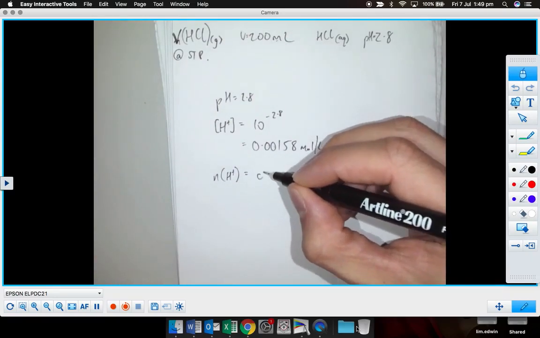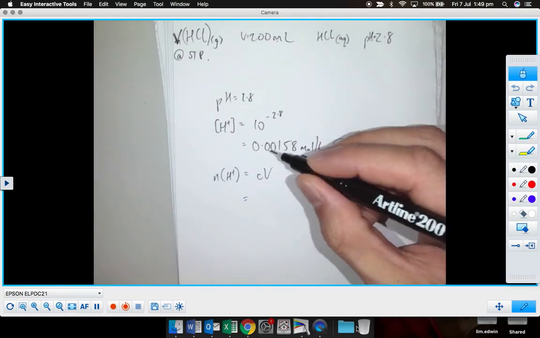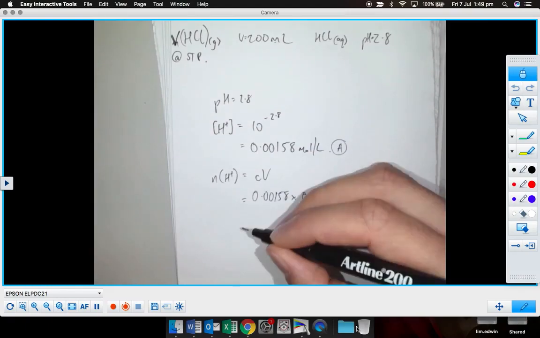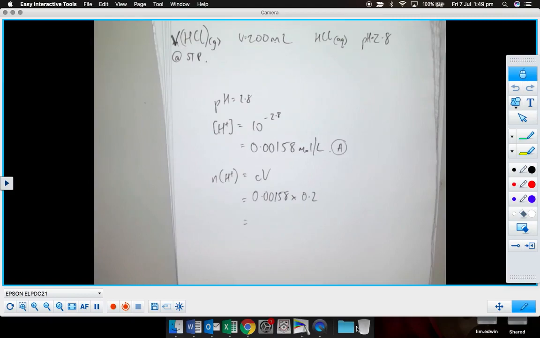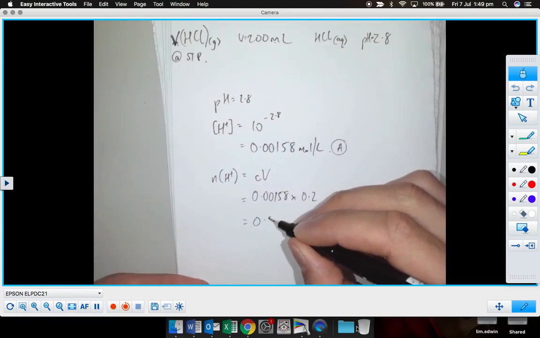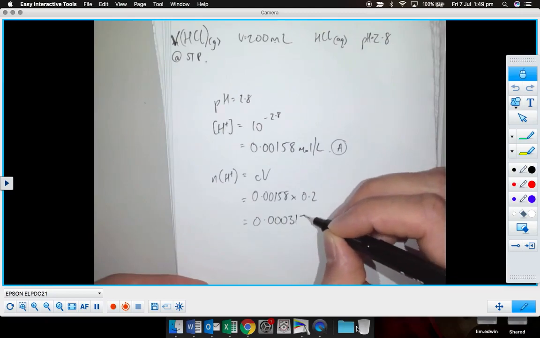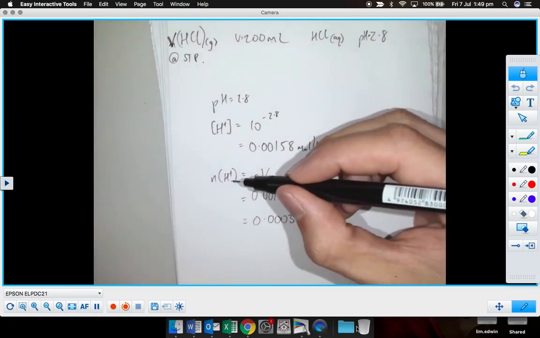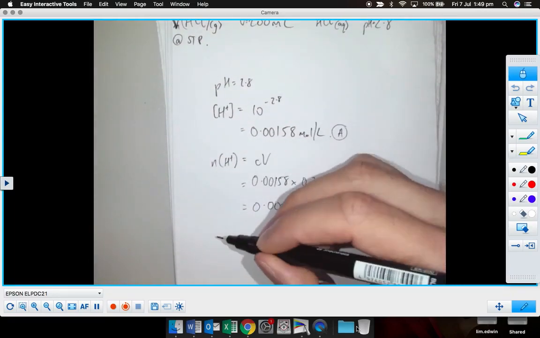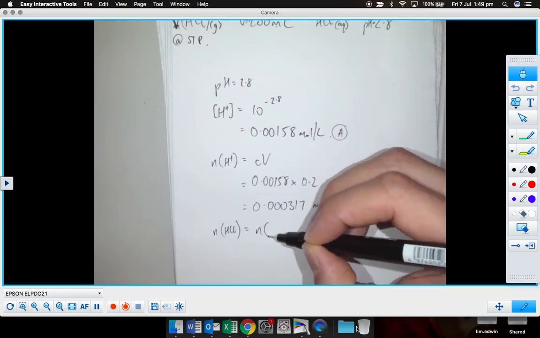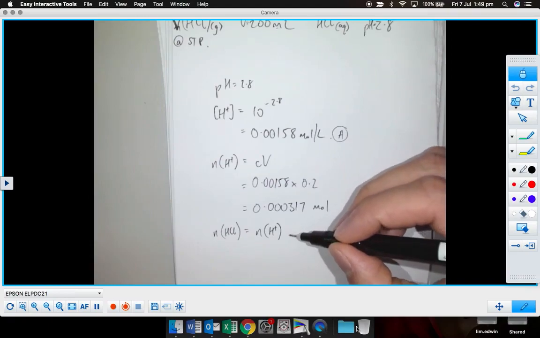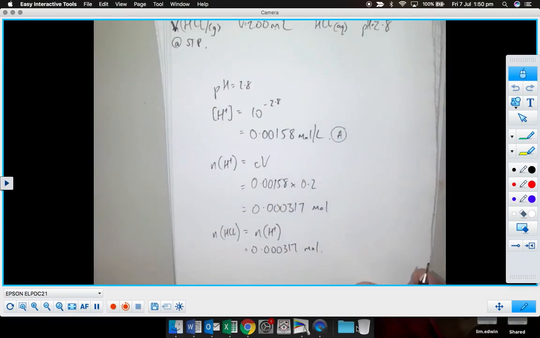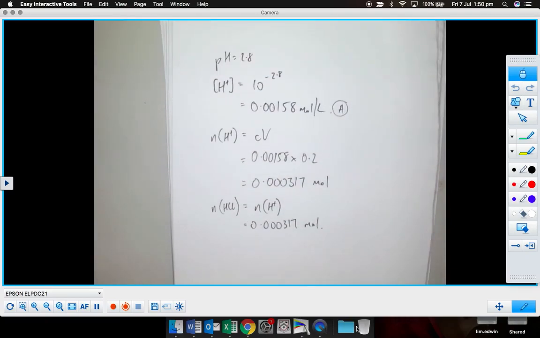So the number of moles is equal to CV, the concentration, which is over here, times the volume, which is 0.2, because remember it has to be in liters, and I get 0.000317 moles. Okay, store that as B. Again, I've got the number of moles of H plus, but I do not have the number of moles of HCl. I know that it'll be the same, but you need to show that you also know that concept. So the number of moles of HCl will be equal to the number of moles of H plus.